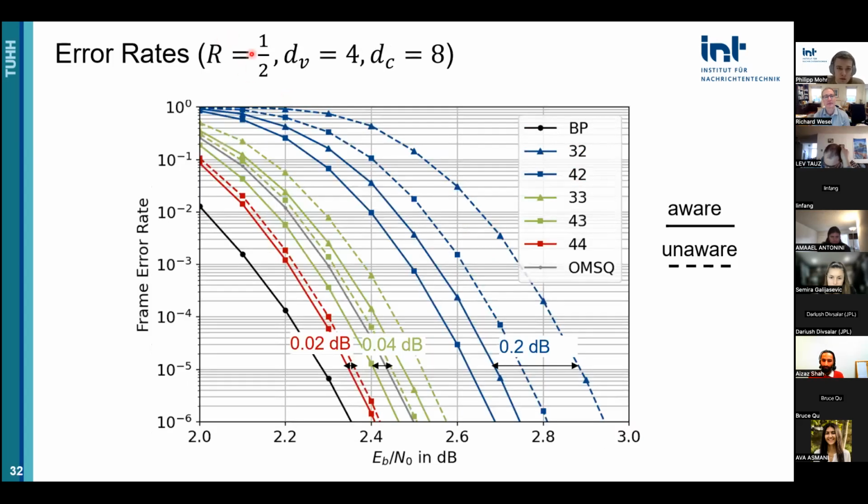And we can also do it for a medium rate code. And there we saw gains of up to 0.2 dB in case of 2 bits for the exchange messages. And also the gain reduces if we go to higher resolutions for the exchanged messages.